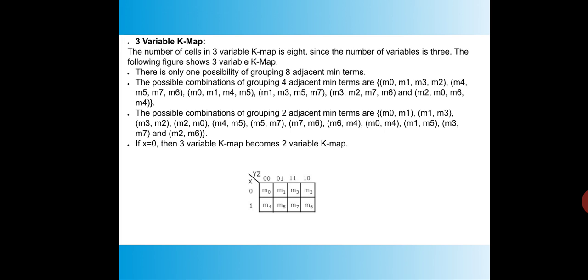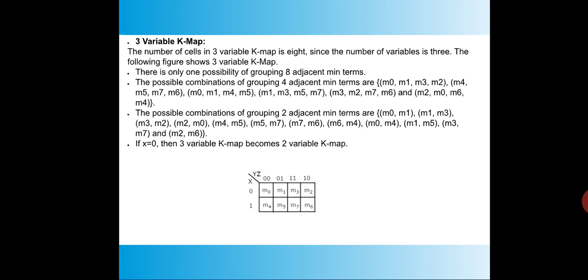When x equal to 1 and yz equal to 00, you get the cell value m4, and similarly you will get m5, m6, m7 and so on. Now you can ask why m7 comes before m6? Because all 3 variables are 1 at that time: x equal to 1, y equal to 1, z equal to 1. So that is the last value you can give for a particular cell. That's why they have gone for m7.